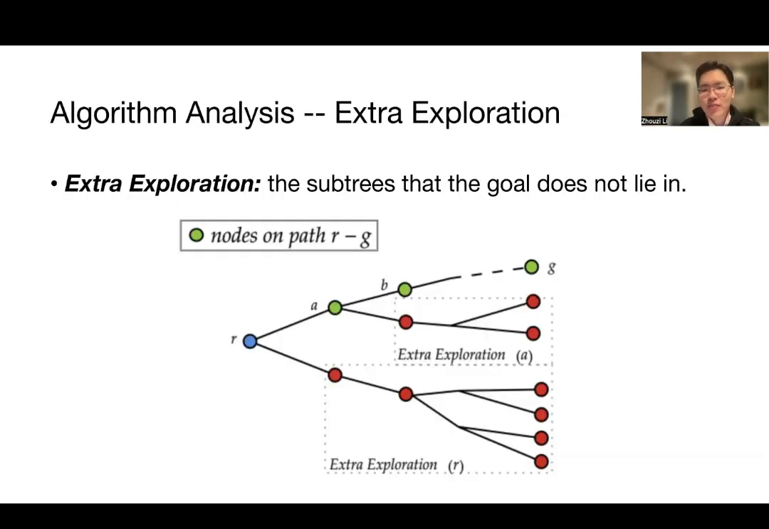To prove the theorem, first we need to introduce the concept of extra exploration. Extra exploration is the subtrees which do not contain G. We further partition it into extra exploration rooted on different nodes on the path from R to G. In our proof, we try to bound the extra exploration by the error terms. And then, because the total exploration is at most D larger than it, the total exploration can also be bounded.